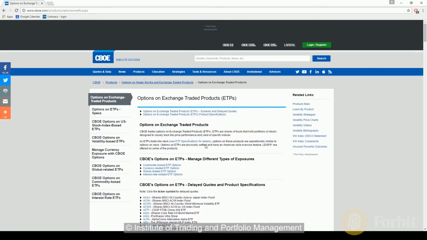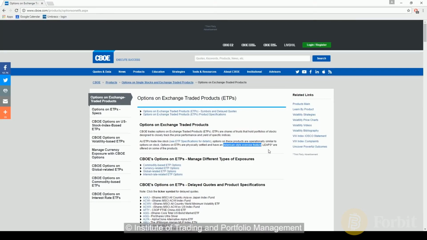If I click that, we'll be able to find which exercise style the options listed on the site actually have. You don't actually need to click that to find this out, as it says in the next paragraph that there will be American style. So that's the answer to our first question. The option that we're looking at, the SPY, because all of them here have the same exercise style, is American style.